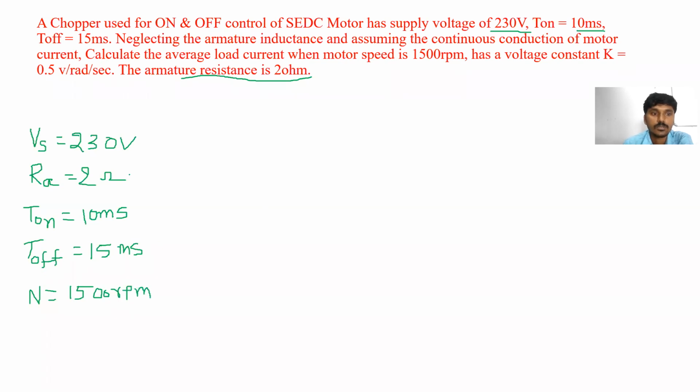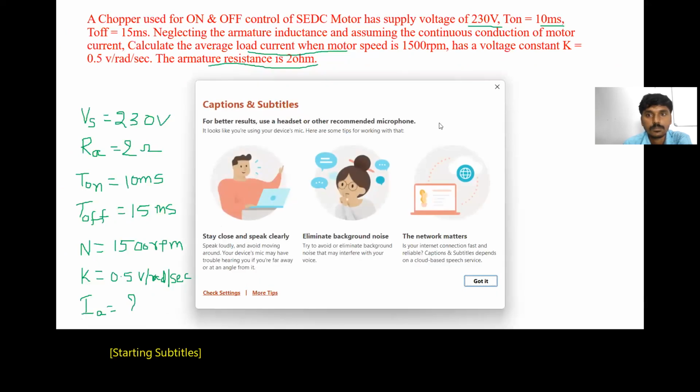So what we have to find out? Also the motor constant is given, K is equal to 0.5 volts per radian per second. What we have to find out? We have to find out the armature current, that is the load current.